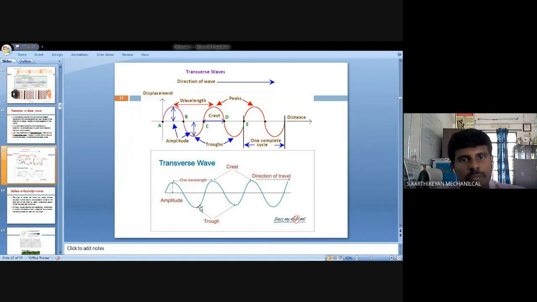Transverse waves have an amplitude, wavelength, crest, and peaks. We already know what is meant by one complete cycle, and the distance traveled. They created a displacement versus distance graph.